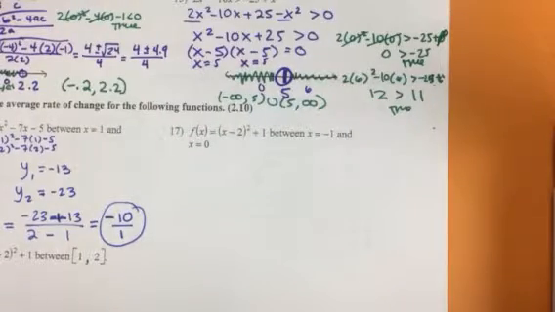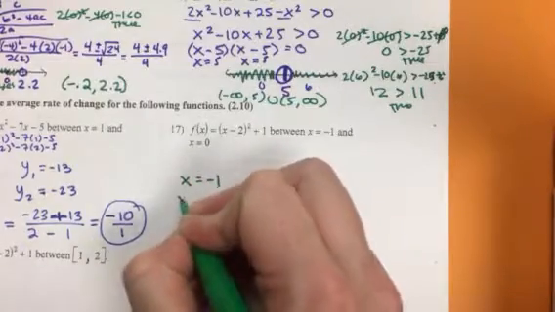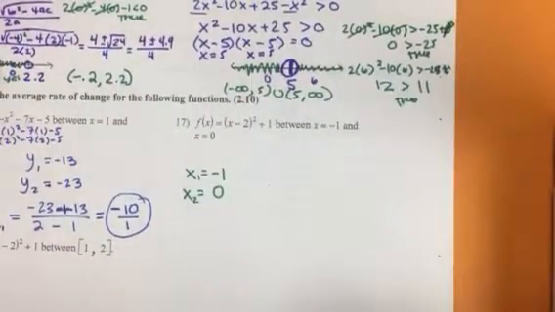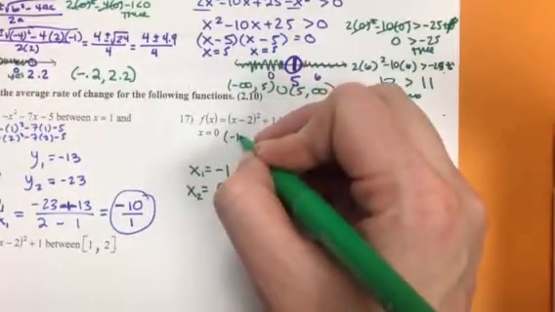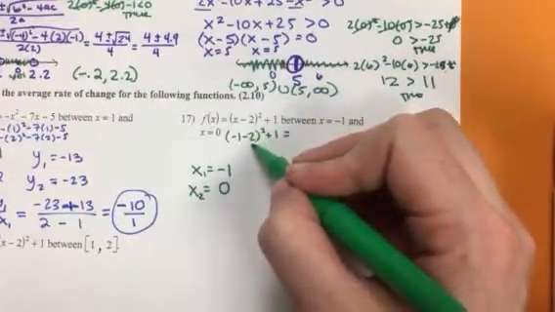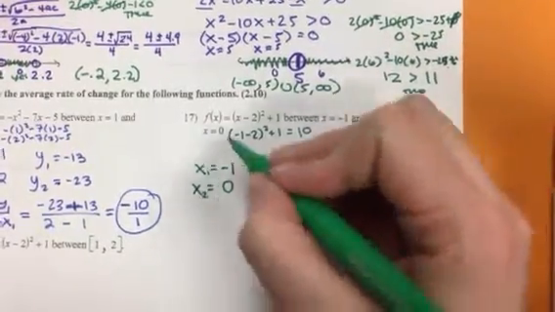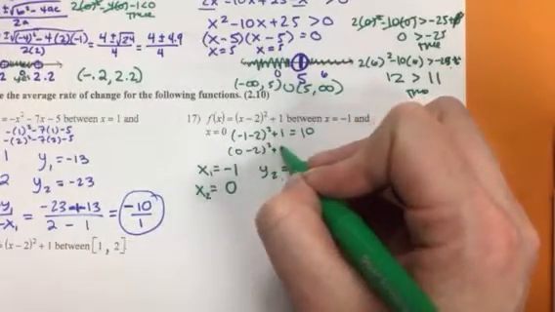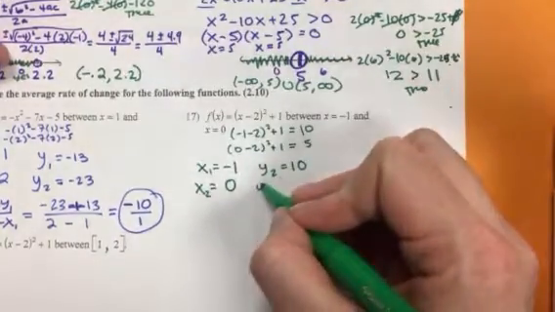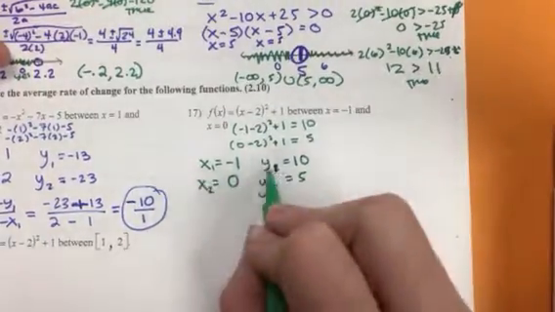On 17, we have x is equal to negative 1, x equals 0. Those will be my first x, second x. Now when I plug negative 1 in, I get negative 3 squared, which is 9, plus 1 is 10. And when I plug a 0 in, I get 2 squared, 4, plus 1 is 5. Oops, y1, y2. I have to correspond.